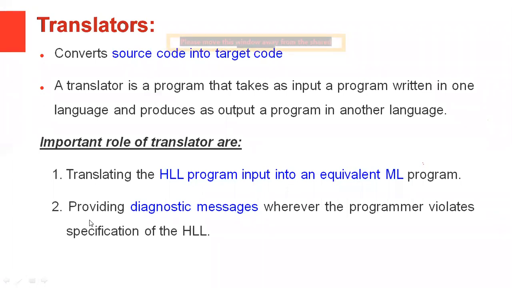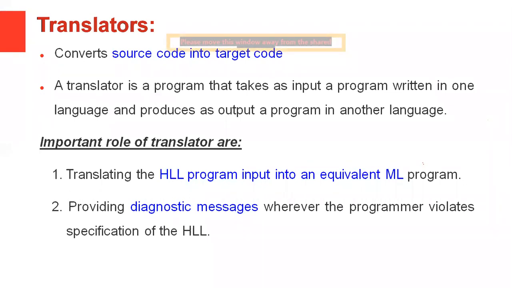So providing diagnostic messages wherever the programmer violates the specification of the high level language. Violation means, if the syntax rules are followed, we can write a program in a high level language. So those error messages can be specified to the programmer. So these are the important roles of a translator. Okay, so did you understand what a translator is and what the important roles of a translator are?